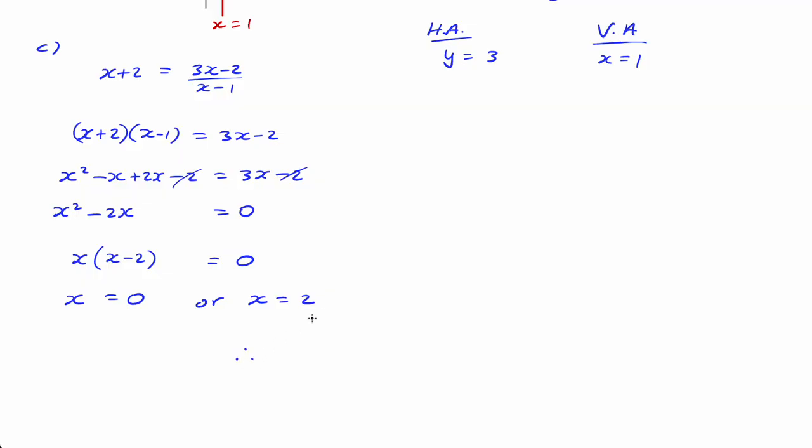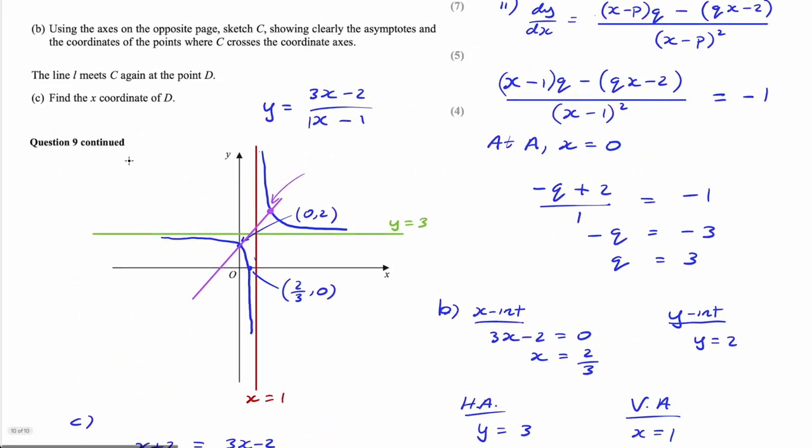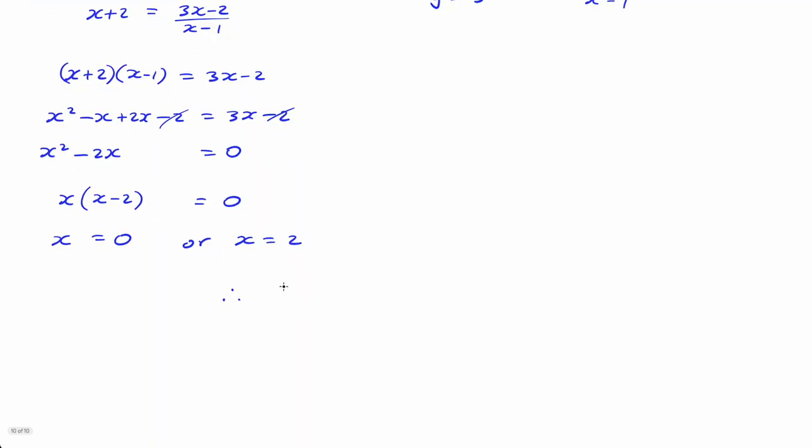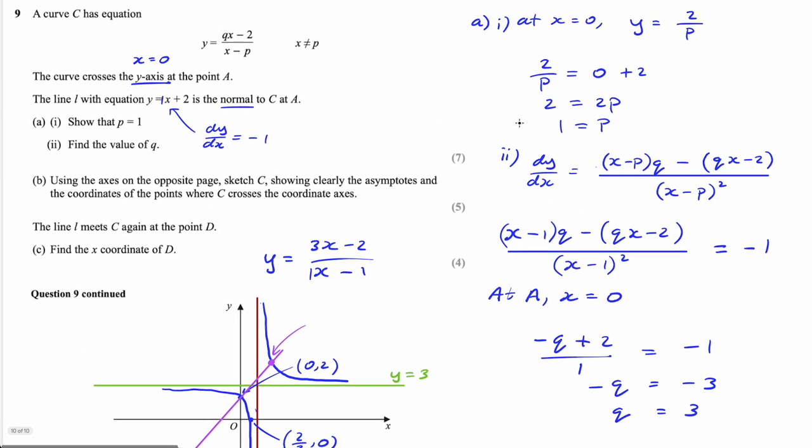Therefore, the answer to the question, the x coordinate of D is 2. Now always be careful, guys. Does he want the y coordinate as well? In this case he doesn't, but if he did, he would just sub it back into one of the y equations and you would get it. Okay, that, guys, is question 9.